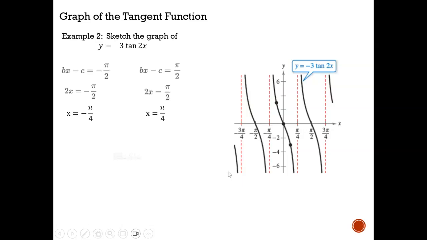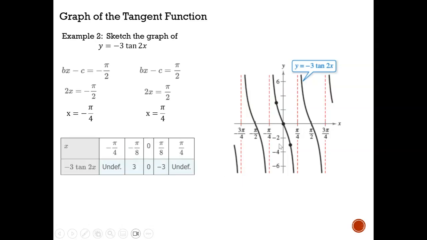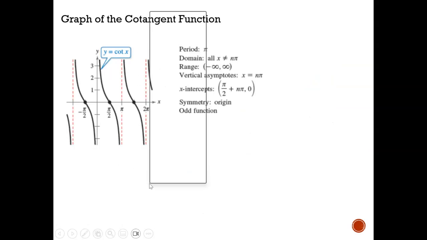Now, instead of going like this, starting high and coming low, it's going to go the opposite. Why? Because of the negative 3. So here's how we get it. We're going to plug in, let me go back.